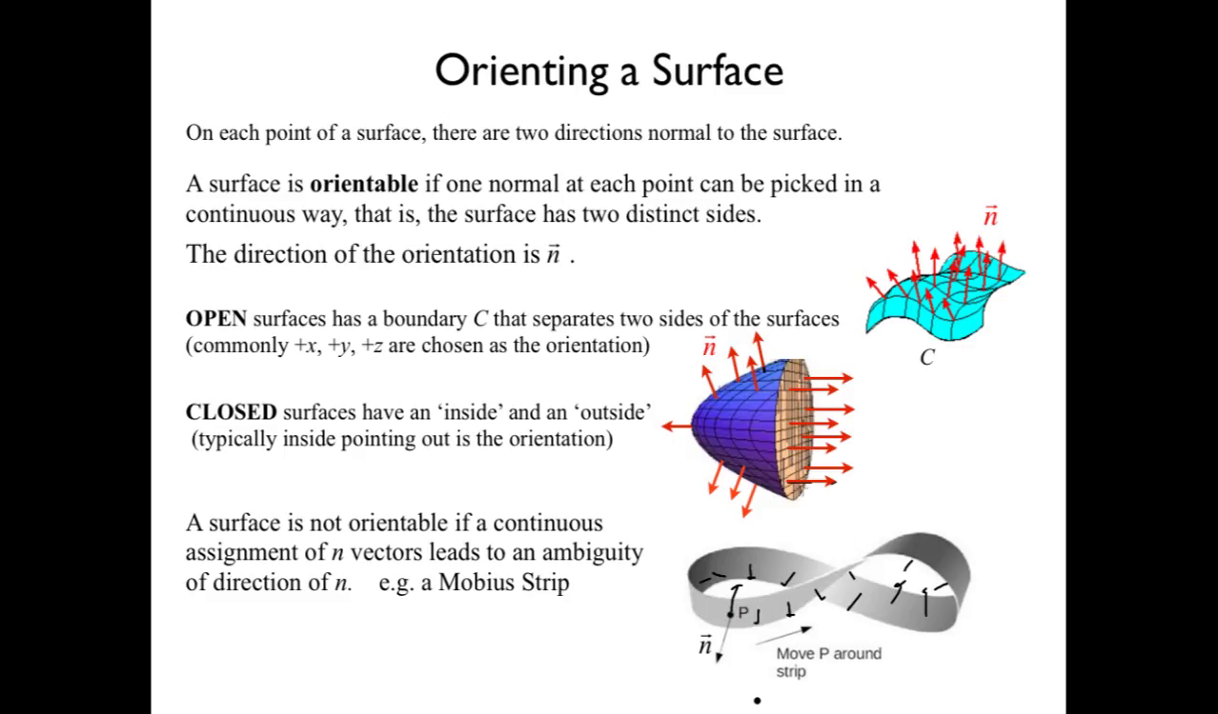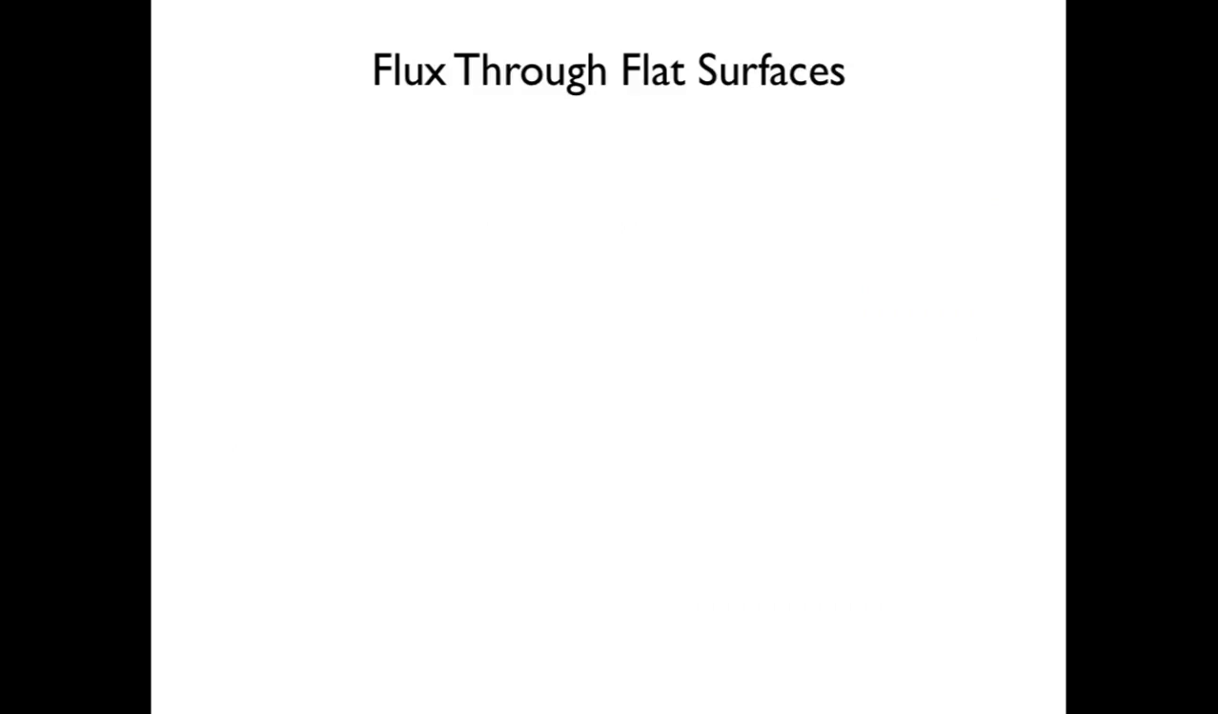But this open surface is an example of a perfectly orientable surface, and this closed surface is orientable too. Makes sense so far? Any questions on what we mean by orienting a surface? Okay. So flux. What is flux?